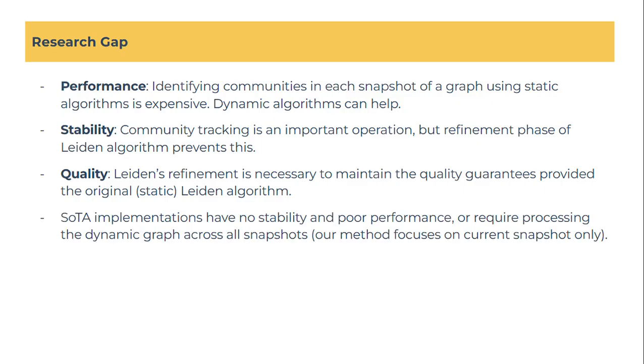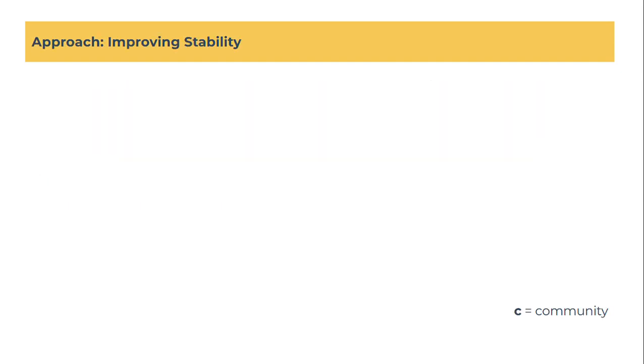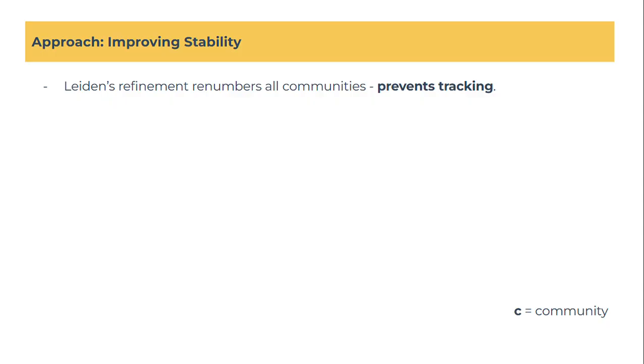Existing implementations either have no stability and poor performance, or they require processing the entire graph across all snapshots in time. Our method only requires the current snapshot. We have three steps or approaches. So the first step is improving stability.